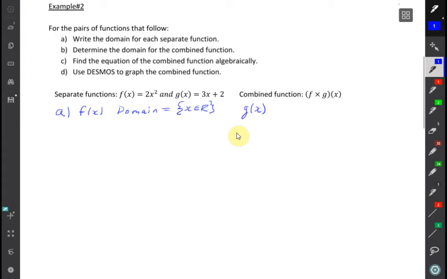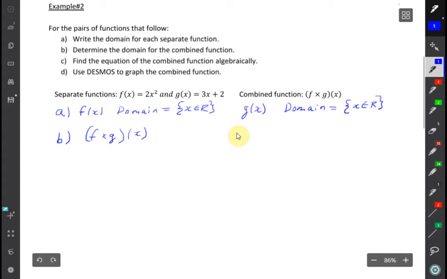Looking at g at x, it's similar. It's linear, and it also has a domain of x element of R. Because they're both x element of R, these can be combined completely over their entire domain. And so now what we want to do is look at the domain of the combined function, and we can see that that's also going to be x element of R. So domain is equal to the set of x is an element of R.